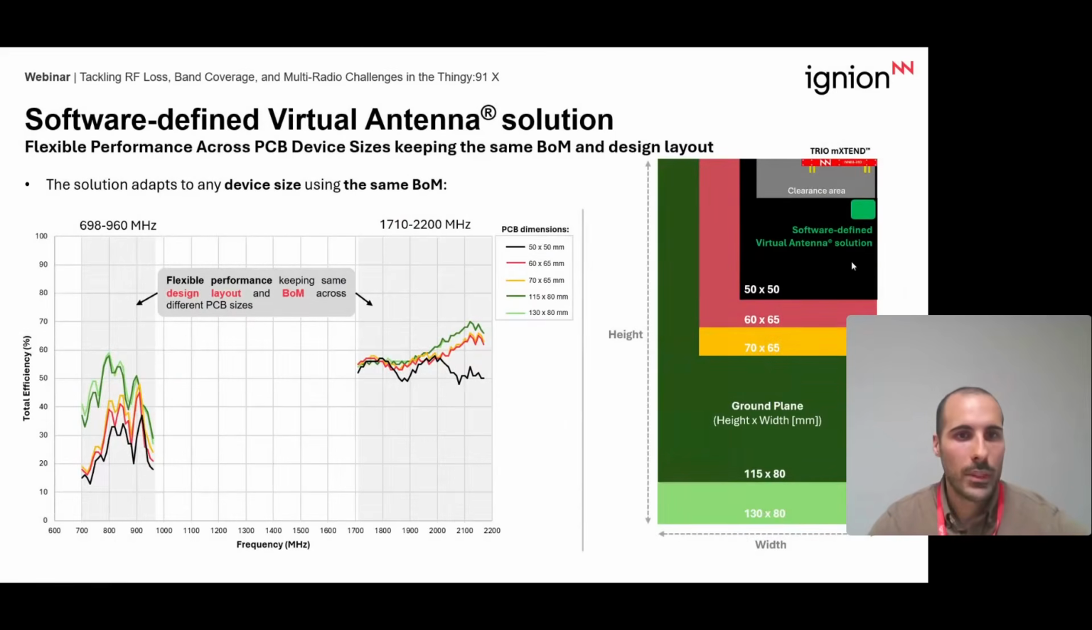So as you can see here in this slide, and as I mentioned before, even if the PCB dimensions change, you will always be able to configure the Nordic module using the corresponding Ignion switch state lookup table to cover the entire cellular range and provide cellular connectivity to your device in a very simple way. So that said, in order to preserve the performance in your device, the only thing you need to do is to follow our design guidelines, which are the following ones.